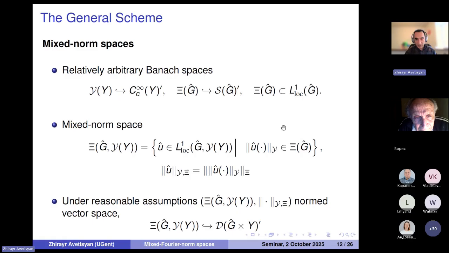And we take a norm. The norm of this U hat is defined to be the Xi norm of this pointwise evaluation scalar function. Okay. Now, again, under some reasonable assumptions, these are very basic things, like some kind of inequalities, lattice properties, and so on, which are almost always satisfied. This becomes a normed vector space embedded continuously in the space of distributions on G hat cross Y.